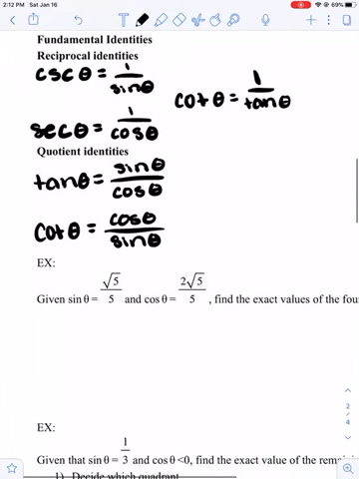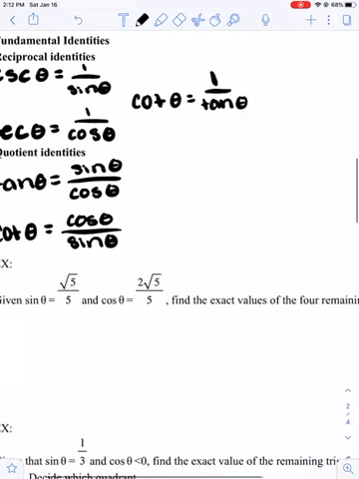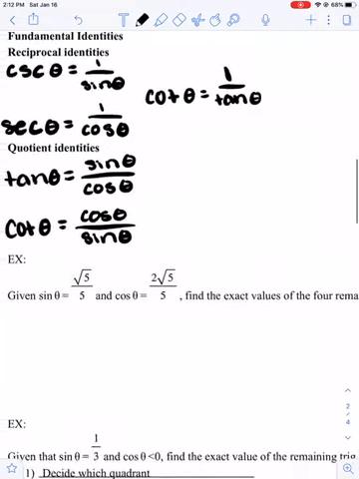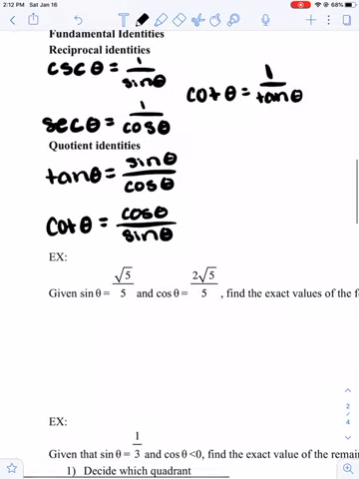So we're going to use those, and we're given what sine equals and what cosine equals, and we're finding the exact values of the 4 remaining trig functions.